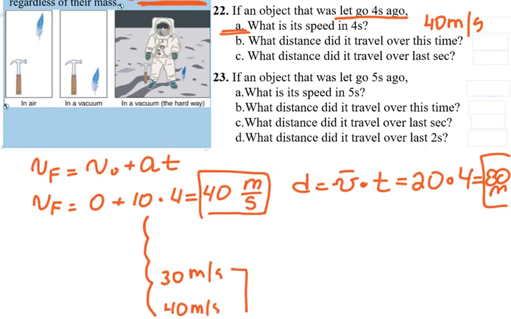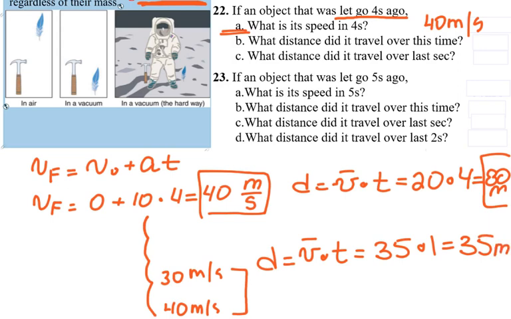If I want to find the distance here, again, I have to use the average velocity times the time formula. And the average between 30 and 40 is 35. And the time is 1 second. So that is 35 meters. It traveled 35 meters over the last second.